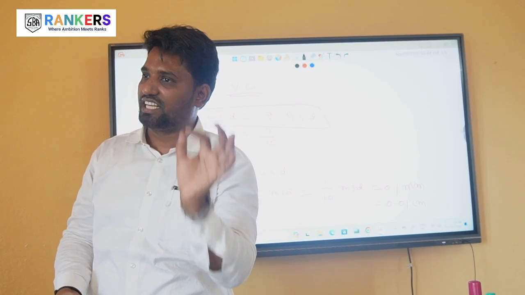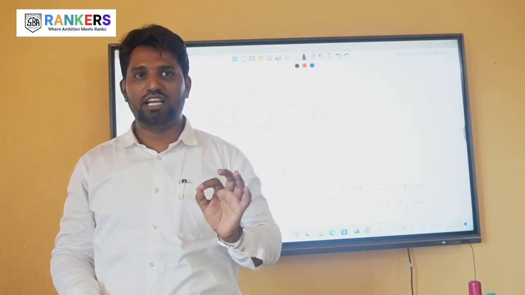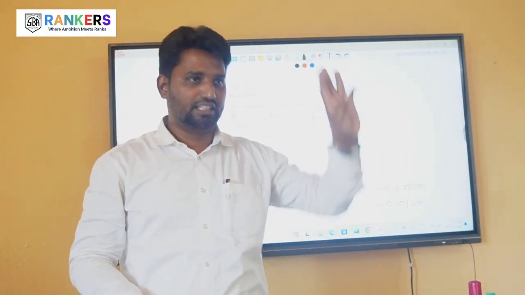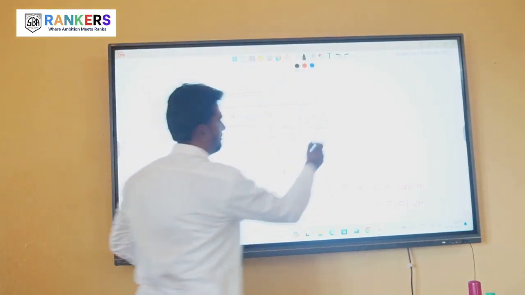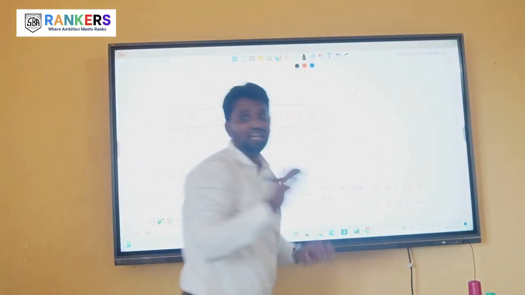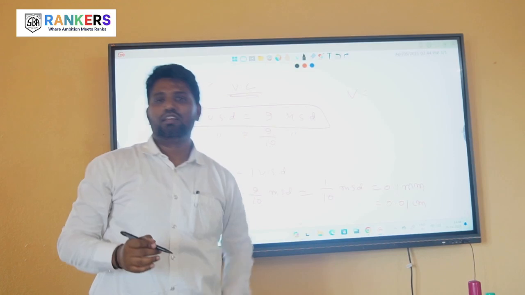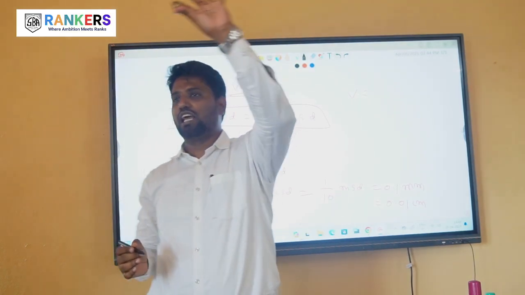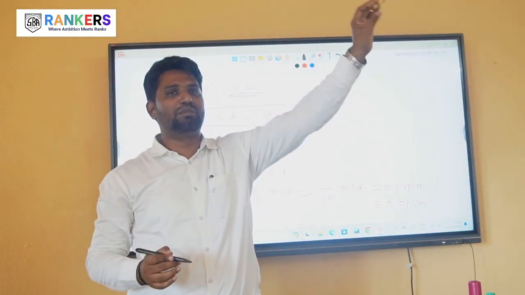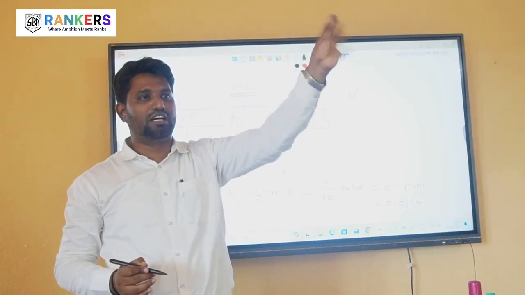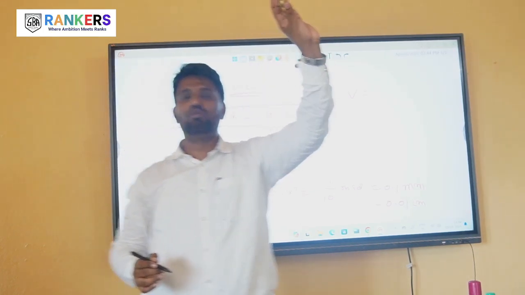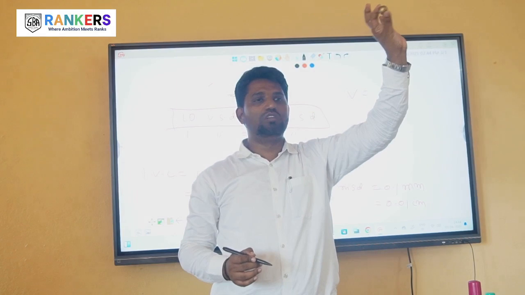For calculating the thickness, what do we require? Vernier constant, main scale reading, and Vernier scale reading. Three things will be required for the calculation of anything. Suppose you want to calculate the volume of the spherical ball. If you want to calculate the volume of this sphere, what is the formula of the volume of a sphere?